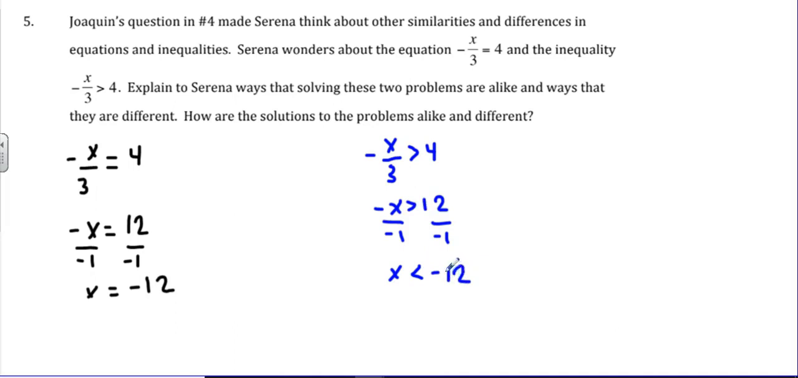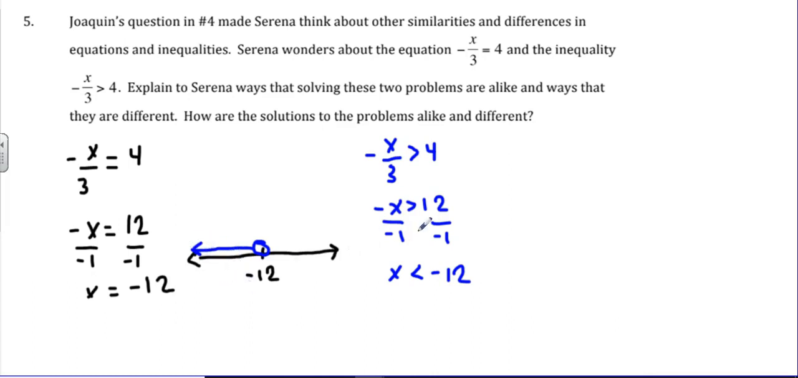So the steps were very similar. In both, I started with multiplying by 3, and then I divided by -1. The difference is, however, with the inequality, because I was dividing by a negative, I had to make sure that I flipped my sign. The solutions are a bit different. If I think about that number line again, when I have x equals -12, then that is a solid dot right here at x equals -12. However, if I do the inequality, I have an open circle because the solution is not on the -12, the solutions are actually the values that are lower than negative 12.